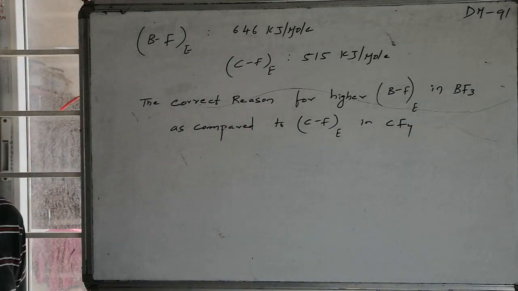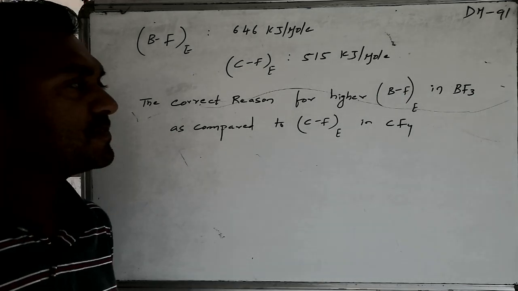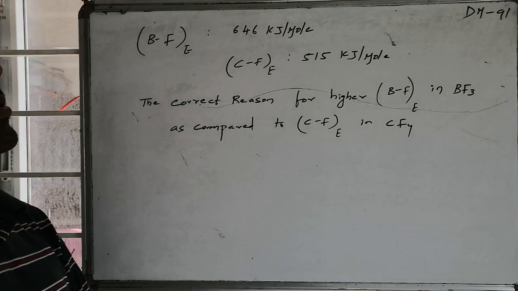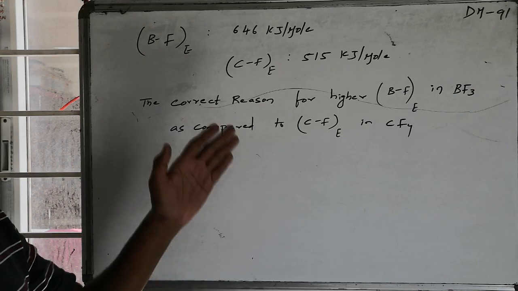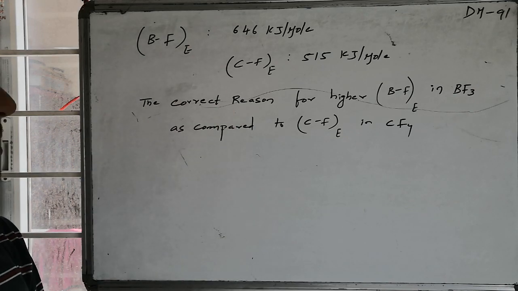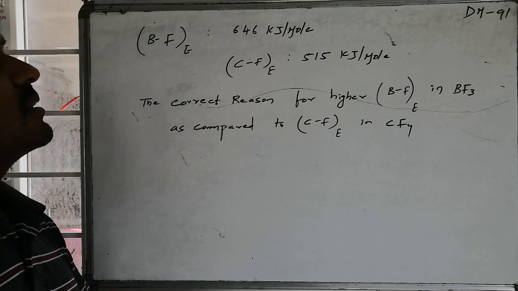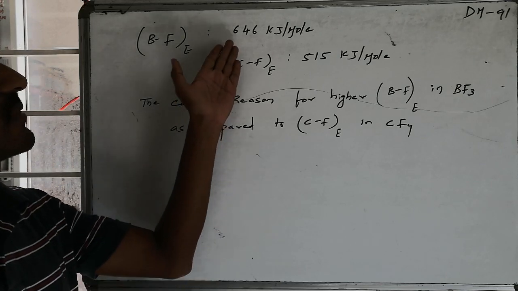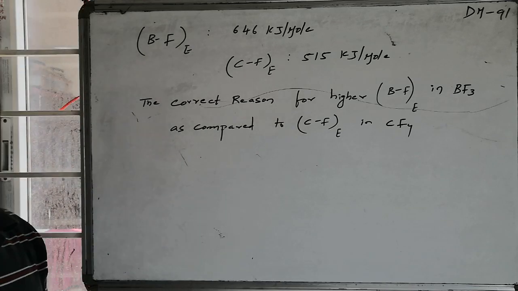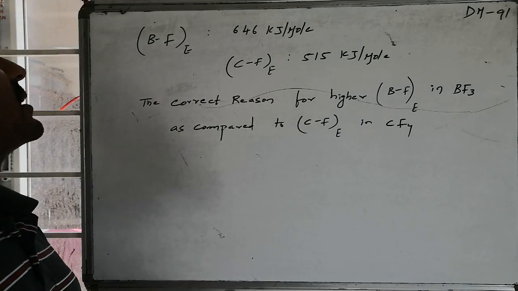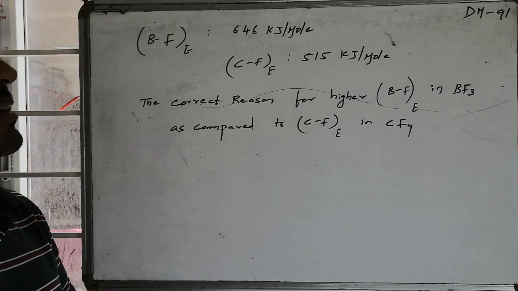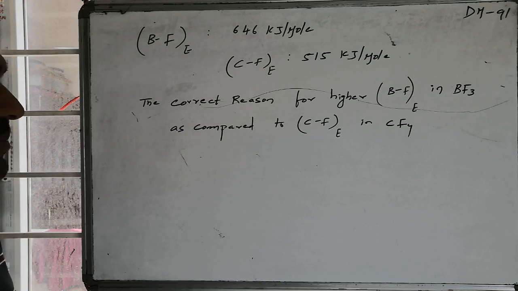There are two molecules, one is CF4, the second one is BF3. The boron and the fluorine bond energy in BF3 is found to be 646 kilojoules per mole, whereas the CF bond energy in CF4 is found to be 515 kilojoules per mole. This one is higher than this one. What is the reason behind the higher bond energy for boron and fluorine compared to carbon and fluorine?